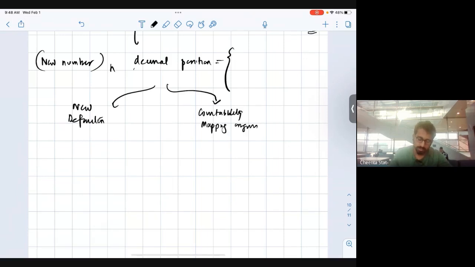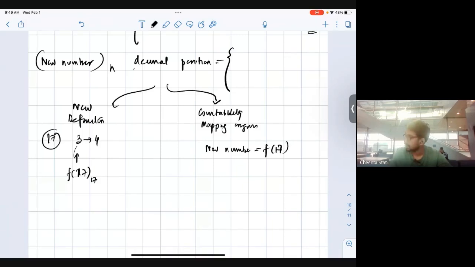This new definition is saying that at the 17th position, the 3 changes to 4, because 3 is the actual digit of f of 17 at the 17th position. The 17th position should go to 4, but the countability mapping tells you that this new number should be equal to f of 17. There exists some 17 for which this new number is equal to f of that number. We are assuming n naught to be 17.